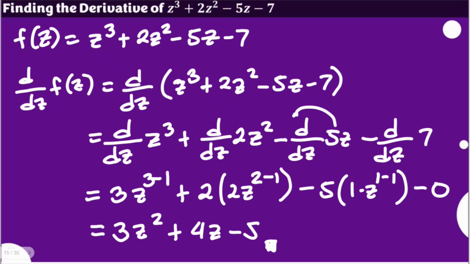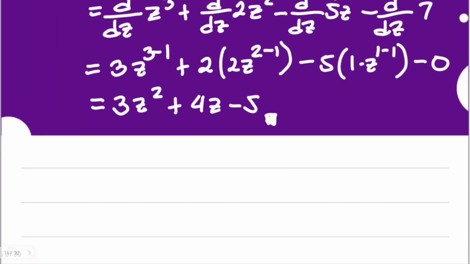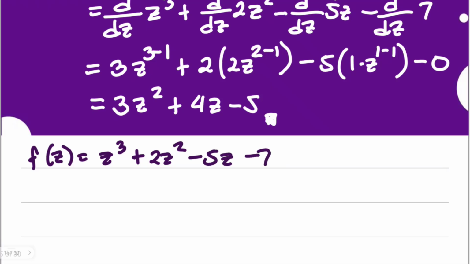But of course, if you would like to attack it immediately, okay, our function again is z cubed plus 2z squared minus 5z minus 7. Your first derivative here, automatically attack the equation. You have here 3z squared plus 4z minus 5.